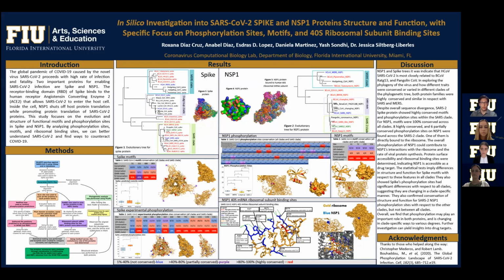The statistical tests implied differences in structure and function for spike motifs in all clades, and also spike's phosphorylation sites had significant differences with respect to all clades, suggesting they're changing in a clade-specific manner. Tests also confirmed conservation of structure and function for SARS-2 NSP1's phosphorylation sites with respect to the other clades.